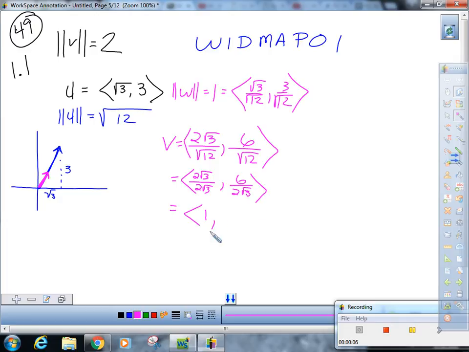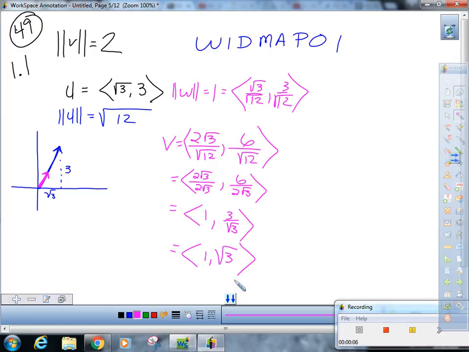So it's 1, comma, 3 over radical 3. I'd be fine with that. Or it's 1, comma, 3 radical 3 over 3, which is radical 3. Oh, yeah, so we should write it like that. That's how you should write it. Now, 1 squared plus radical 3 squared is 4. Square root, we're good. That's 2.